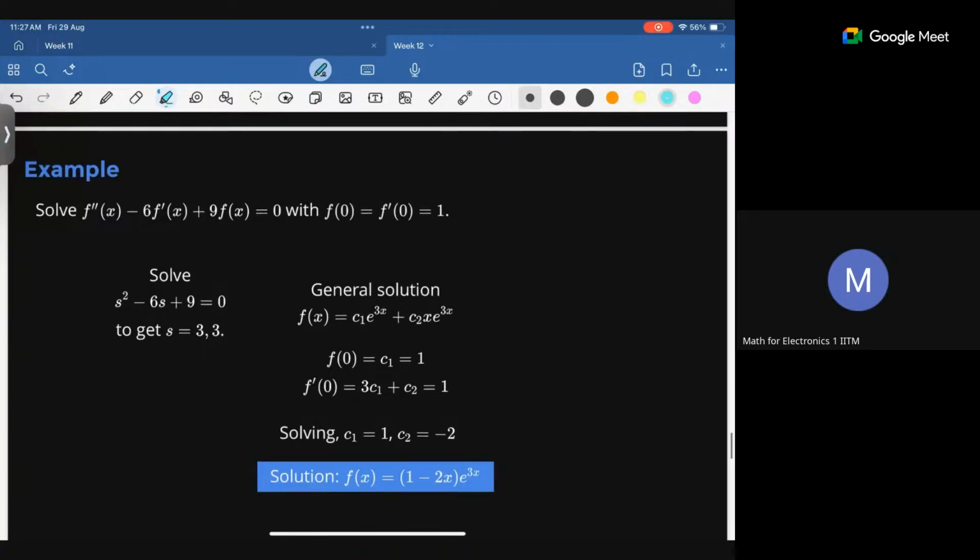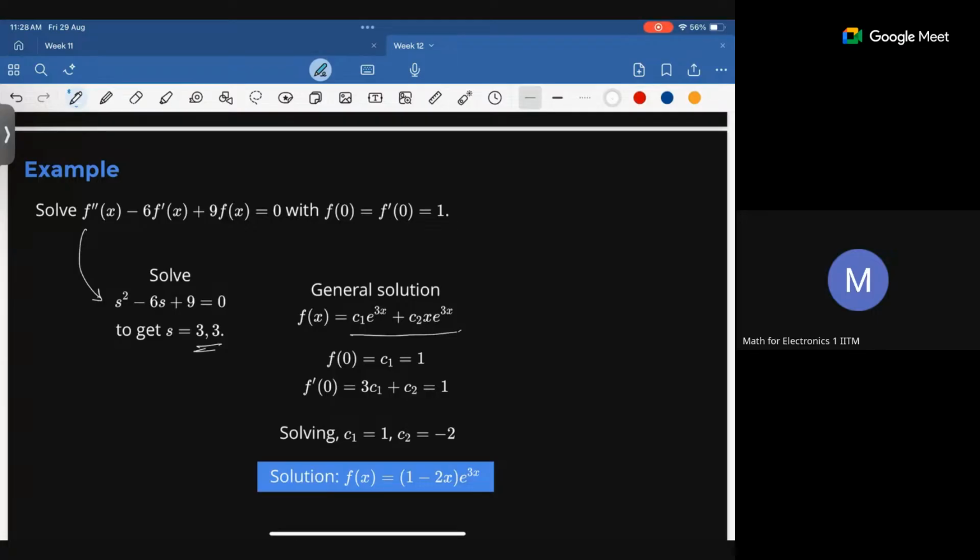So the same second order differential equation with some initial conditions given to us. As I said, just replace f double prime of x with s square, f prime of x with s, f of x with 1. You will get the characteristic equation. Once we get the roots of this characteristic equation, it turns out it has only one root repeated twice. Then the general solution should look like this: the same root, e power 3x, and the other one will be x into e power 3x.